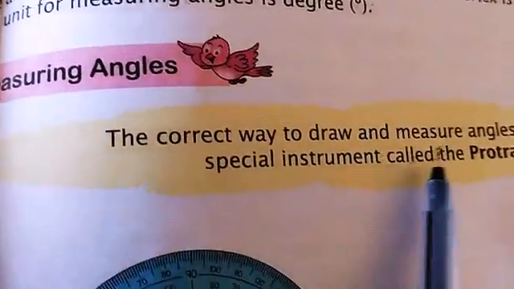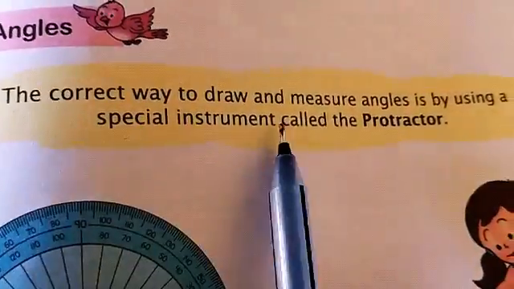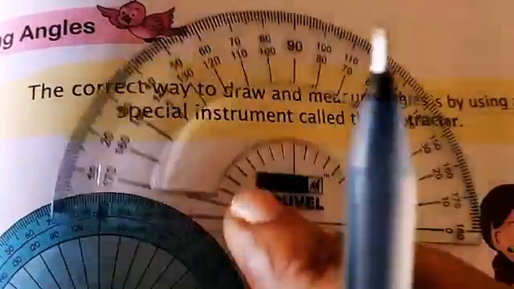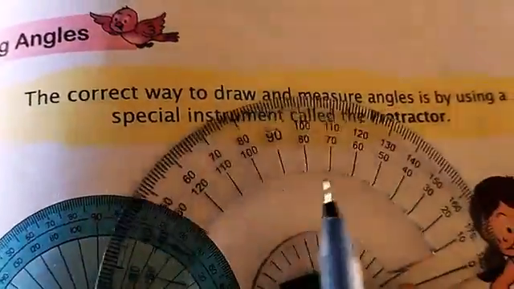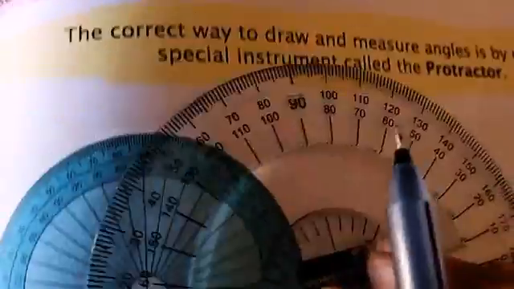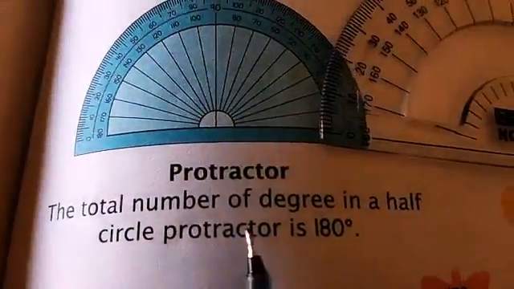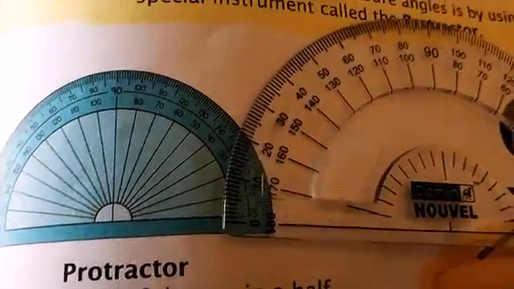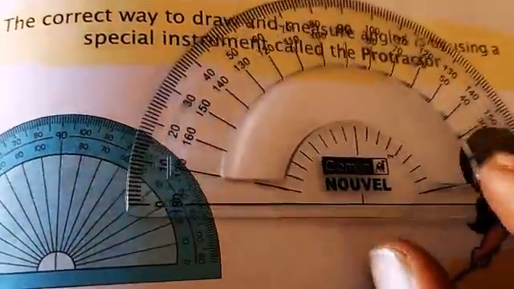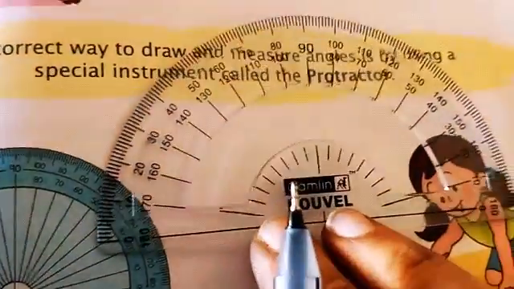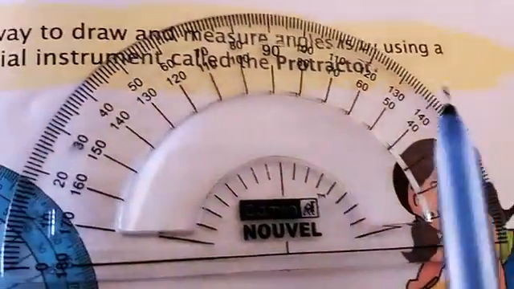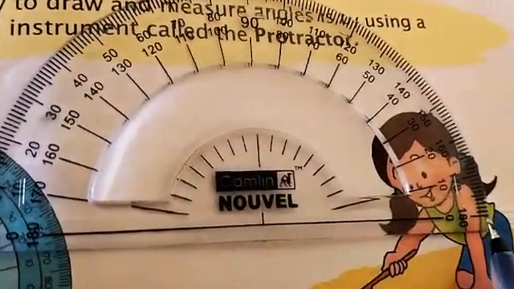The correct way to draw and measure an angle is always with a special instrument called a protractor. When we are measuring an angle, we use this instrument called a protractor. Without a protractor, it is not possible to measure angles. The half circle of the protractor is 180. We know that the circle is 360, and our protractor is 180.